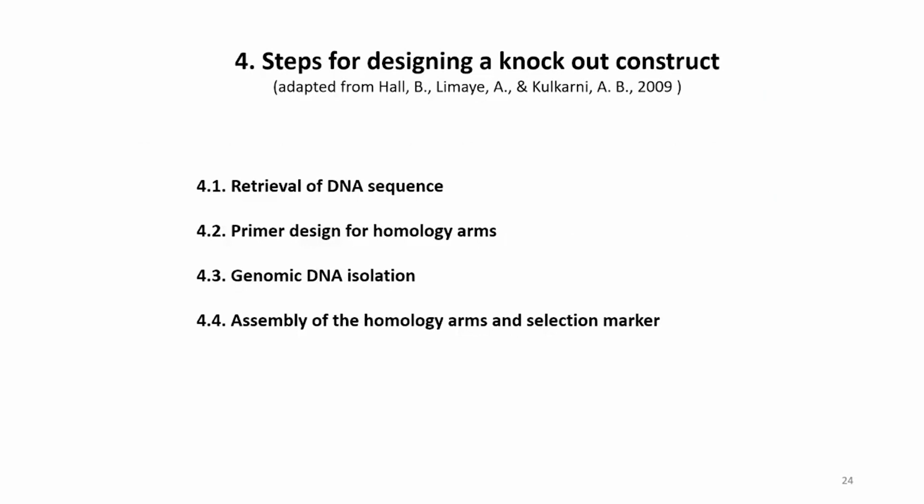What are the various steps one needs to follow for designing a knockout construct in a laboratory setting? We have to start with the retrieval of a DNA sequence which contains the target or the gene of interest or the sequence of interest. Then we have to design primers for homology arms and then go for genomic DNA isolation and then assembly of the homology arms and selection markers.